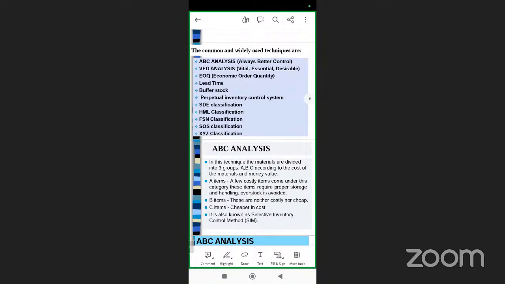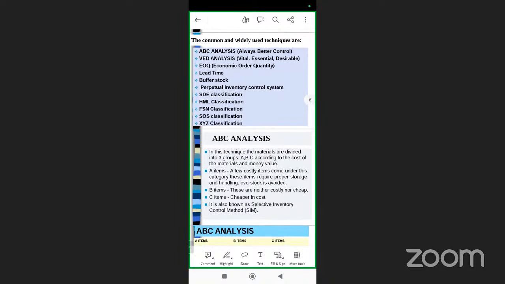What are the techniques? ABC analysis. Inventory means stock, the products that you are storing. We have seen the types of inventory: it may be a raw material, a semi-finished product, or a finished product. Let us assume that you have some products, for example medicines. Whenever you want to go for sales, you should have stock.